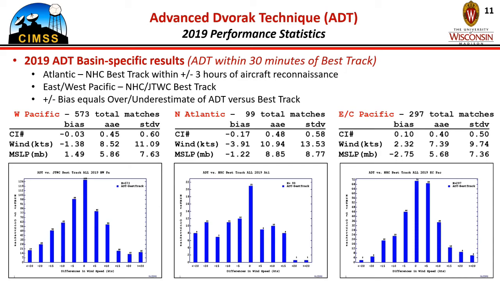But again, the standard deviations of errors here in the various parameters are pretty good overall. For the West Pacific, we're getting a bias of around 11 knots. In the East Pacific, just under 10, while the North Atlantic was around 13.5 for the wind speeds.